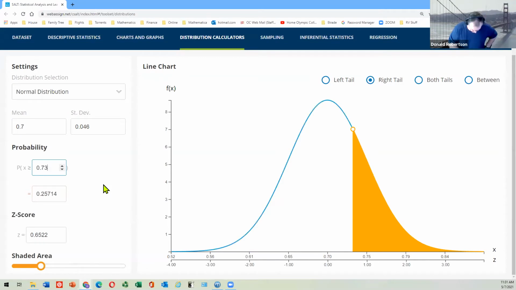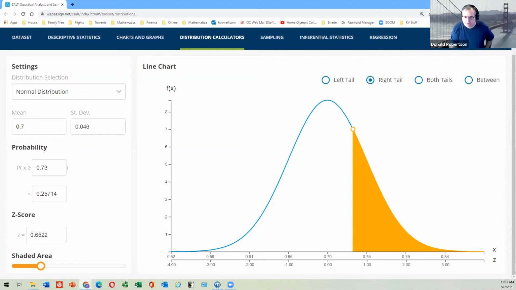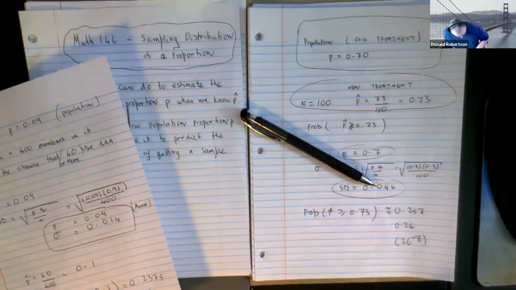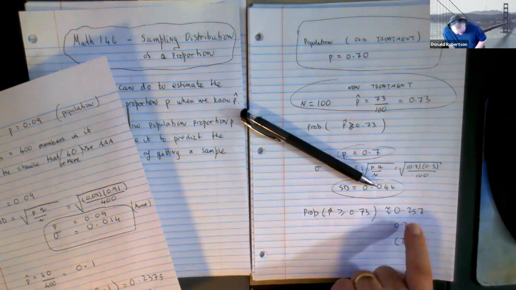There we go. And oh, dear me. The chances that that just happened by luck is about 26% of the time. That is not very convincing evidence, right? Just isn't. So you might think, well, how small does this need to be before it's convincing, right?